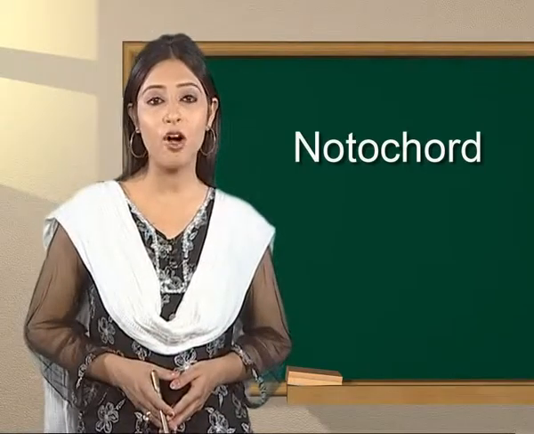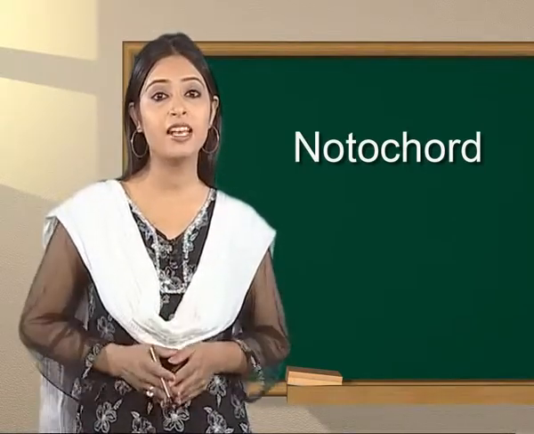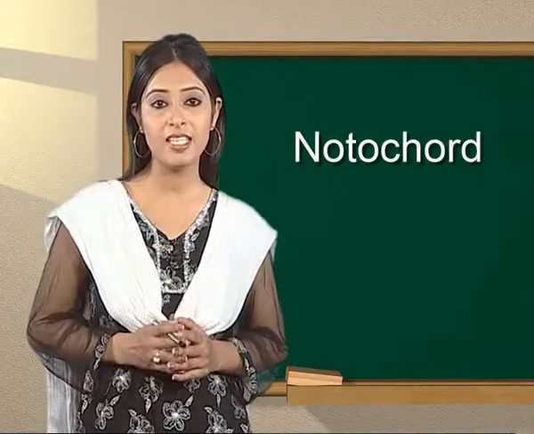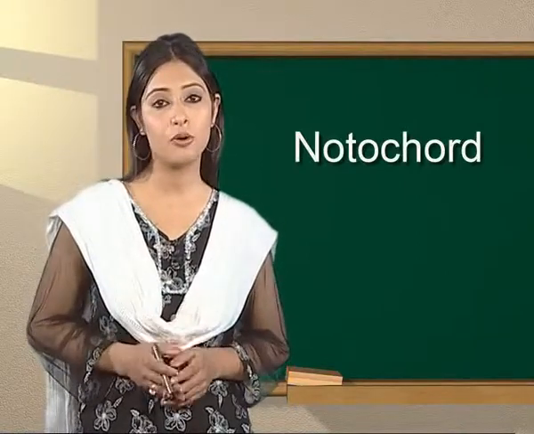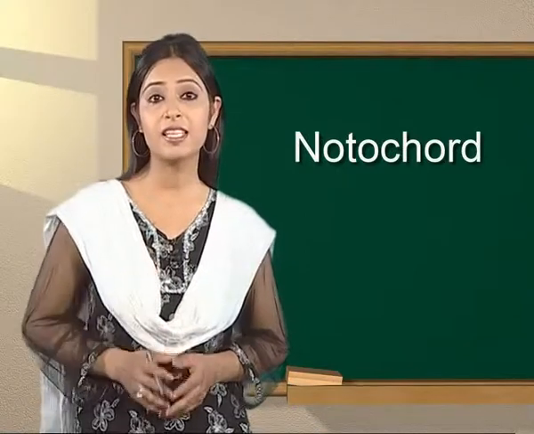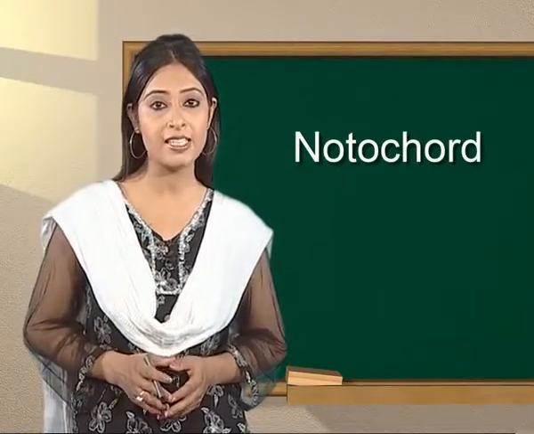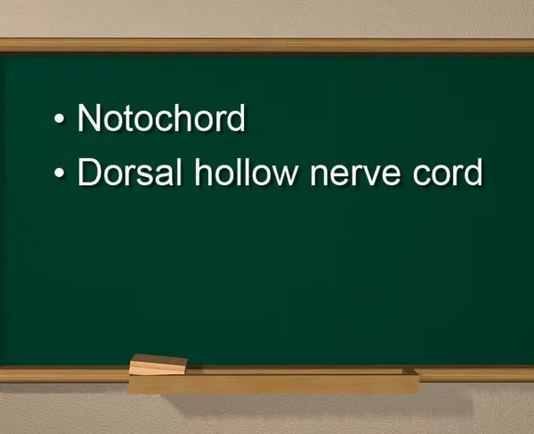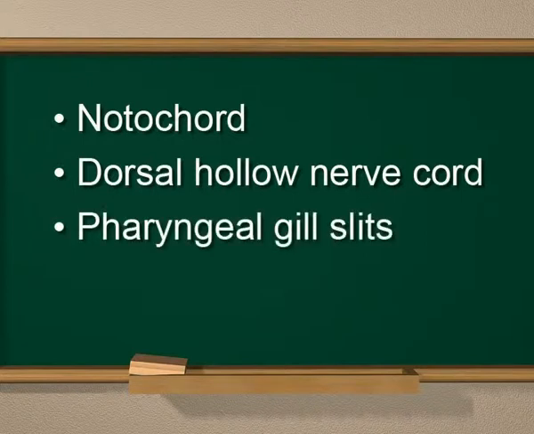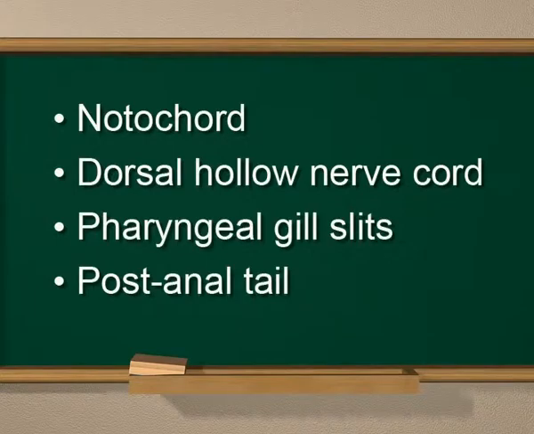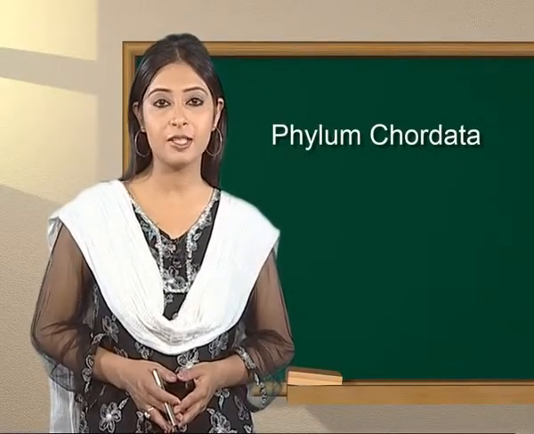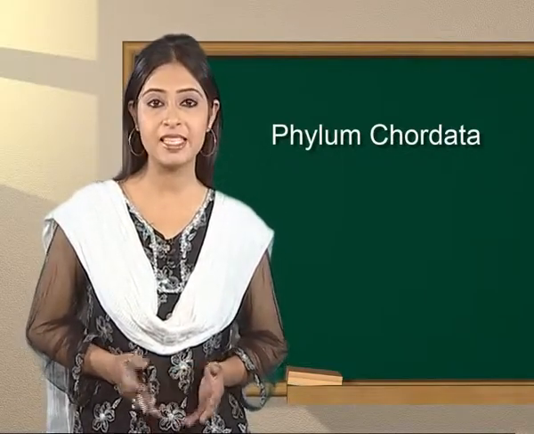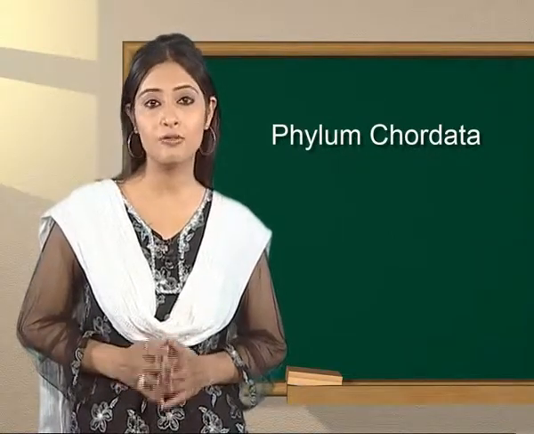The notochord is a rod-like structure that extends through the length of the body when it is fully developed. It stiffens the body and acts as support during locomotion. The most distinctive morphological features of chordates are the presence of notochord, dorsal hollow nerve cord, pharyngeal gill slits and post-anal tail.